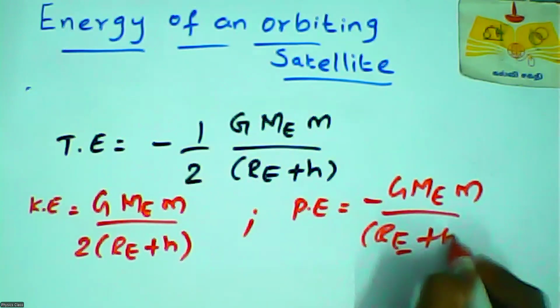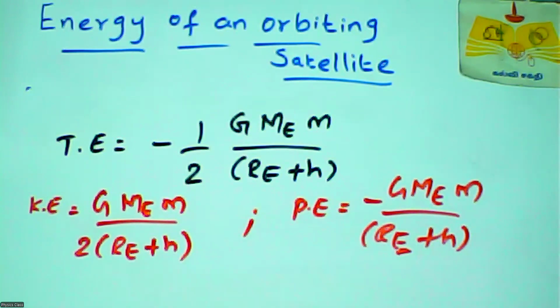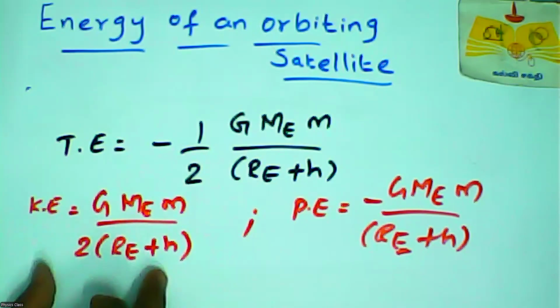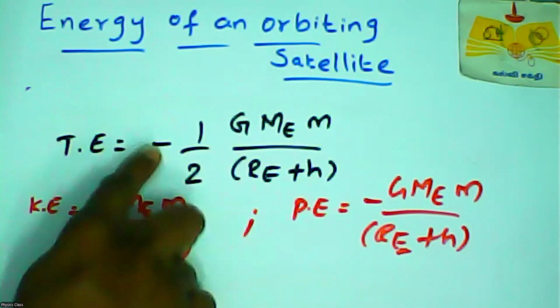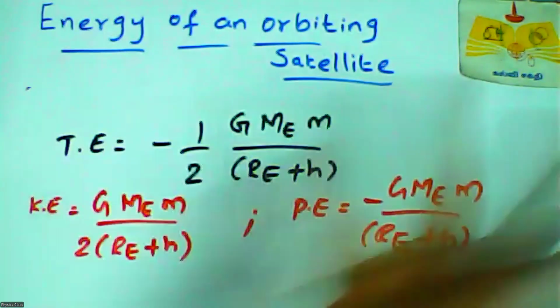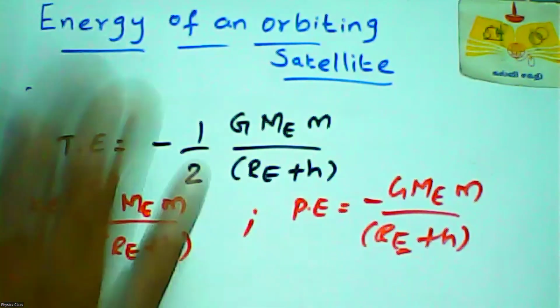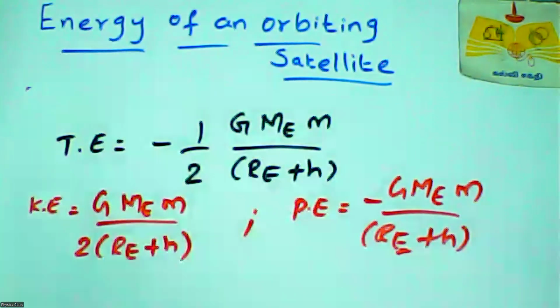Okay. Now compare the three equations. What do you see? Yes. Kinetic energy is positive. Total energy negative. Potential energy negative. So kinetic energy only positive. Okay. One point. Next point.